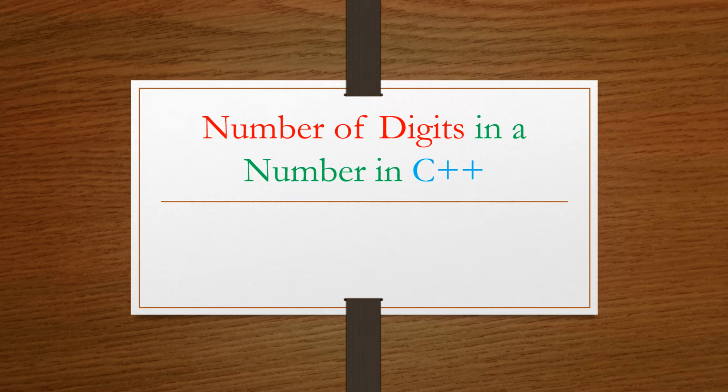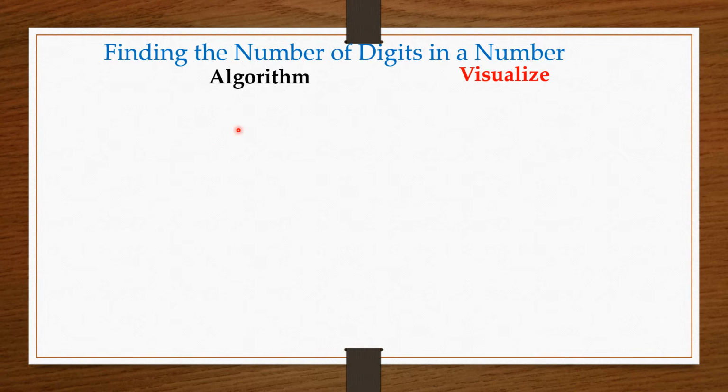In this video, we are going to compute the number of digits in a number in C++. As usual, the algorithm first and then the code. So, let's simplify. Finding the number of digits in a number.